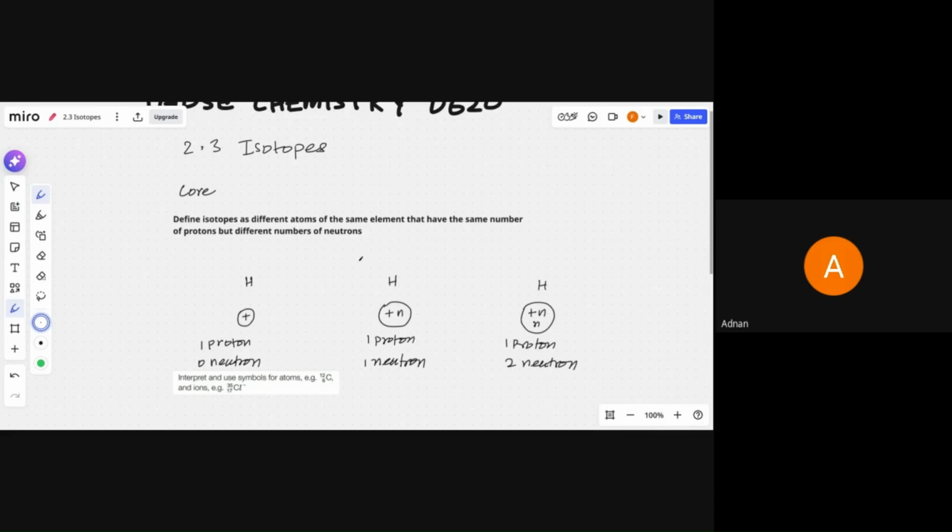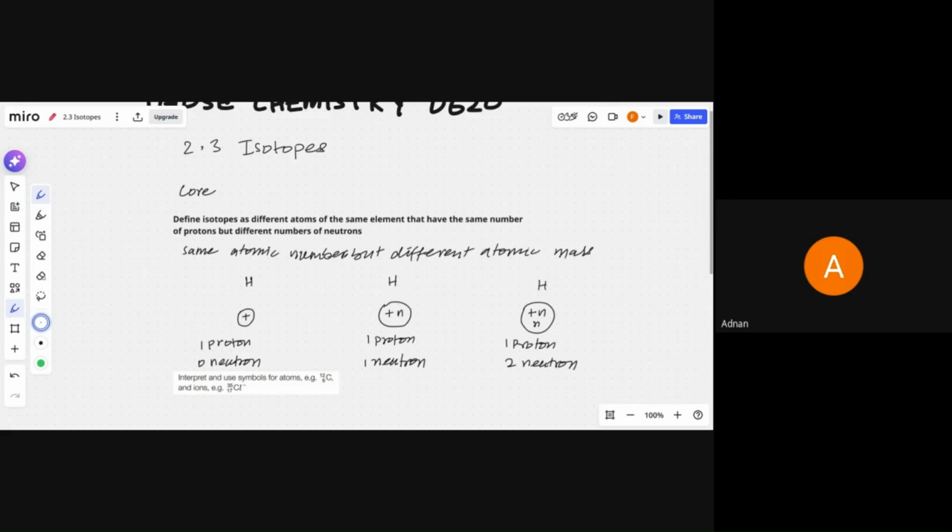So isotopes are the atoms of the same element that have the same number of protons, as you can see, but they have different number of neutrons. This is how we define isotopes. Isotopes can also be defined as atoms with the same atomic number, which is the same as the number of protons, but different atomic mass.